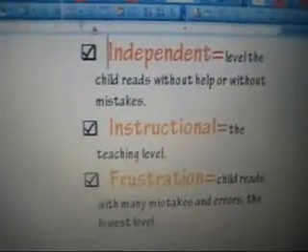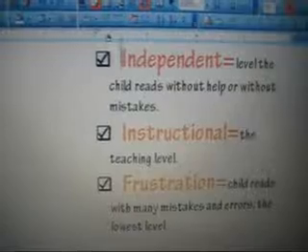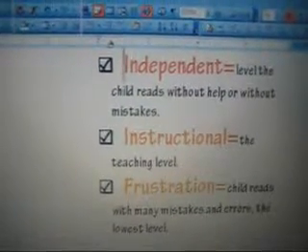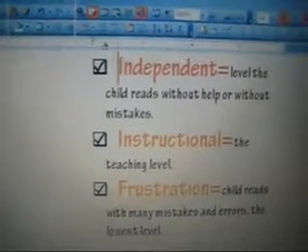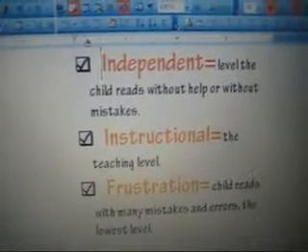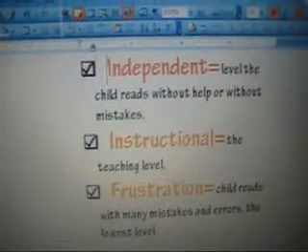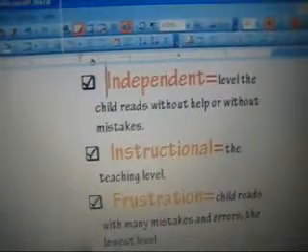The independent reading level is the level at which the child reads successfully without any help. The instructional reading level is the teaching level. And the frustration level is where the child reads with many word recognition and comprehension errors. It is the lowest reading level and one to be avoided.